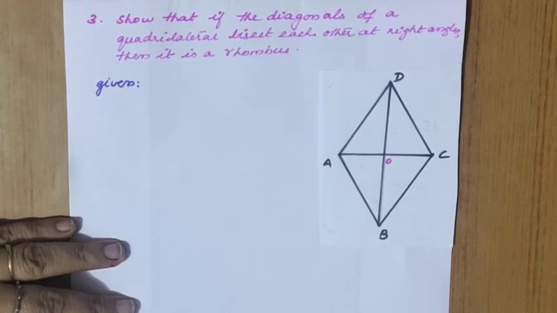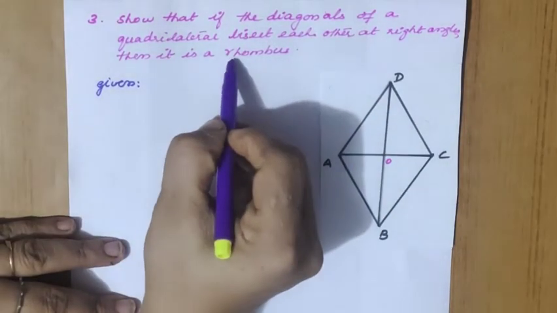Today also we are continuing the exercise 8.1, question number 3 onwards. Show that if the diagonals of the quadrilateral bisect each other at right angles, then it is a rhombus. So we have to prove that it is a rhombus.